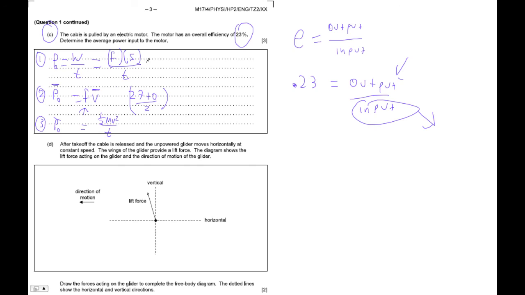Whatever you figure out for this is going to go into the power output. And then ultimately you end up dividing by 0.23, because if it's only 23% efficient, much more power has to go in. All right, happy hunting.